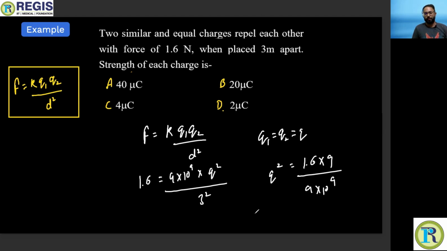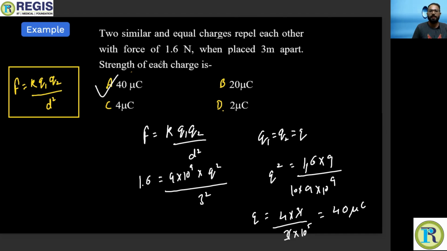Okay. So when we take the square root, we can remove this point by 10 in the denominator. So it will be 4 into 3 divided by 3 into 10 to the power 5. So the answer will be 40 microcoulomb. So the answer is A. Clear? Any doubt, any confusion?